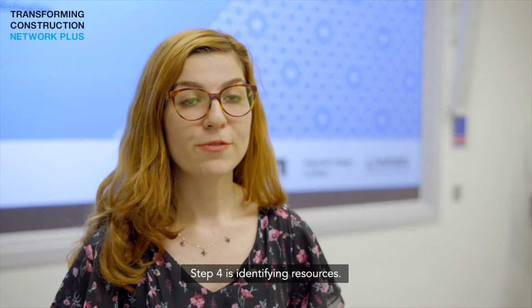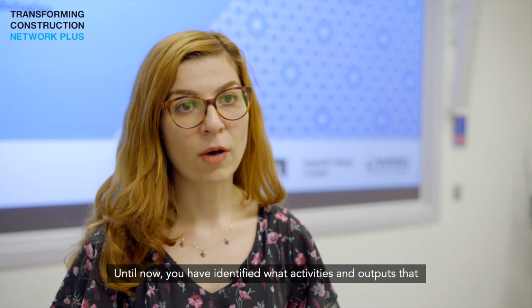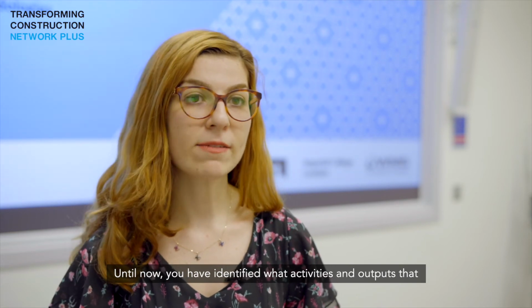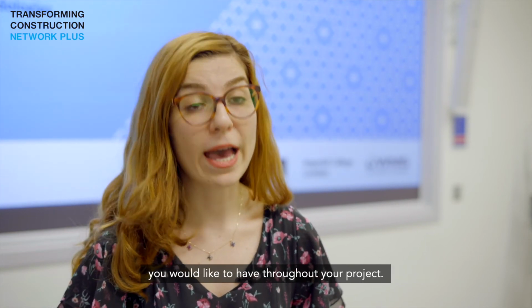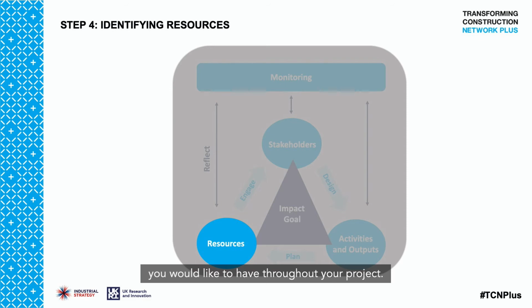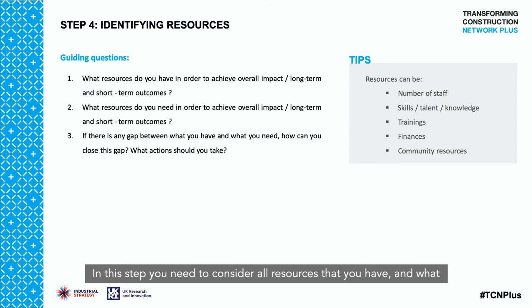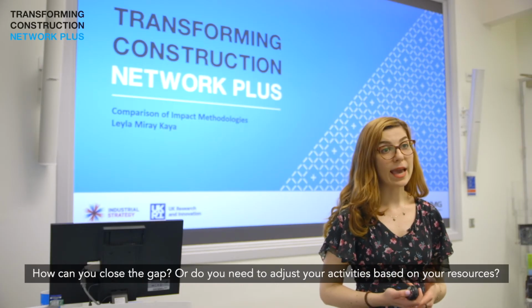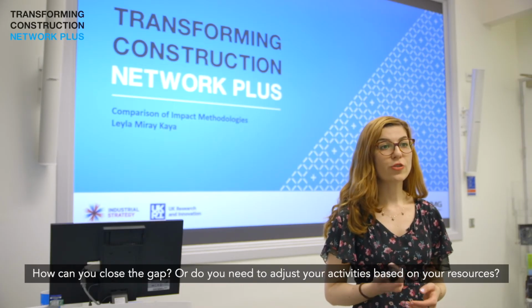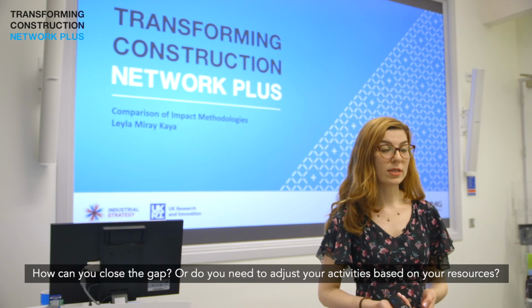Step 4 is identifying resources. Until now, you have identified what activities and outputs that you would like to have throughout your project. But do you have the resources? In this step, you need to consider all resources that you have and what would you need to achieve your engagement activities. Is there any gap in between what resources you have and what resources you need? How can you close the gap? Or do you need to adjust your activities based on your current resources?